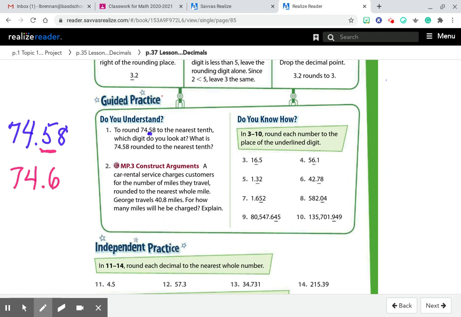A car rental service charges customers for the number of miles they travel. Rounded to the nearest whole mile, George travels 40 and 8/10 of a mile. How many miles would he be charged? So in this case, we want to round to the nearest whole number, whole mile, which would be right there. That's the nearest whole number. 40.8, the nearest whole number would be in the ones place. So the 8's going to actually make that 0 jump up, so that's going to round to 41 miles.